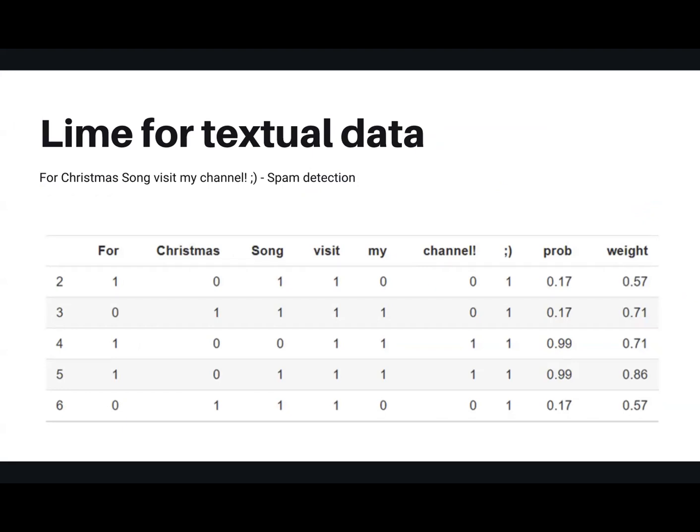So the first thing, select your instance of interest. Simple. Here is the instance of interest. It's a very simple spam detection model that tells you whether this email is a spam email. So looking at this, we have: for Christmas song, visit my channel, wink. This is the instance of interest. Can you tell me what are the features?